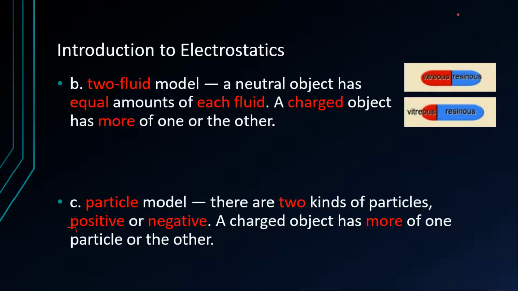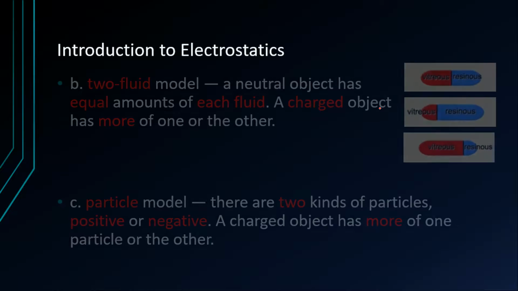So for example, over here, this would be a picture of a neutral object. So notice how it has two liquids. One was vitreous and one's resinous. And I'm pretty sure vitreous was considered the positively charged liquid and resinous was the negatively charged liquid. But if you look at the next one here, notice how there's so much more resinous liquid. That would mean that this was a negatively charged object. Okay. And vice versa. Here there's way more vitreous liquid. Okay, so this would be positive and this would be negative. Okay, so that was the two fluid model.